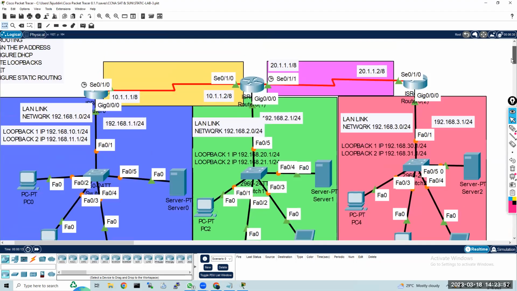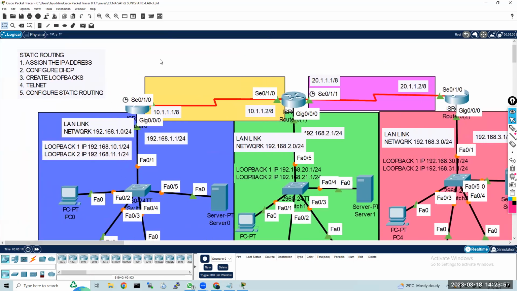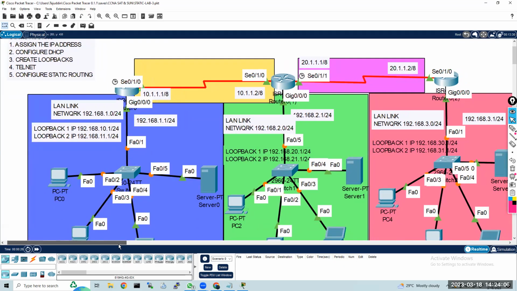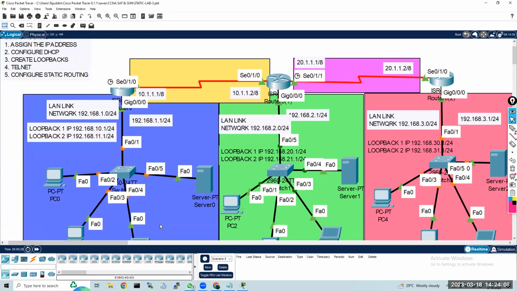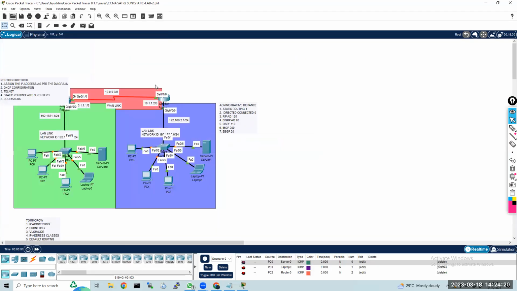If you want, I will repeat this one, or else I will jump directly to EIGRP. This is the last week lab, what we had done, right? So what I'm going to do now, I will take this same topology. Let's say, open the second one. Using these 3 routers, guys, I will take this topology.